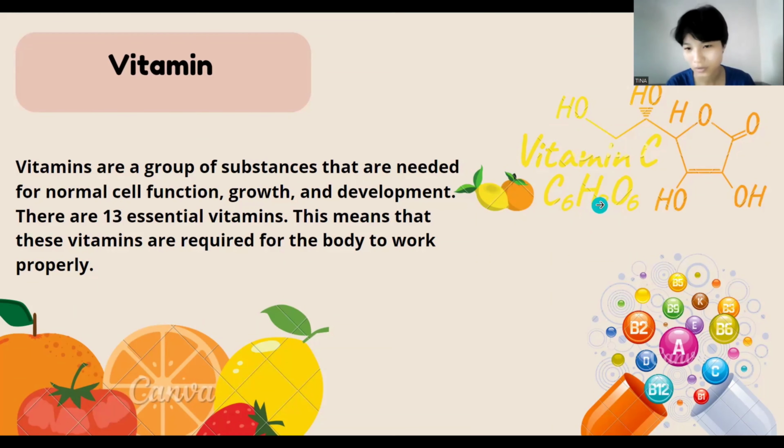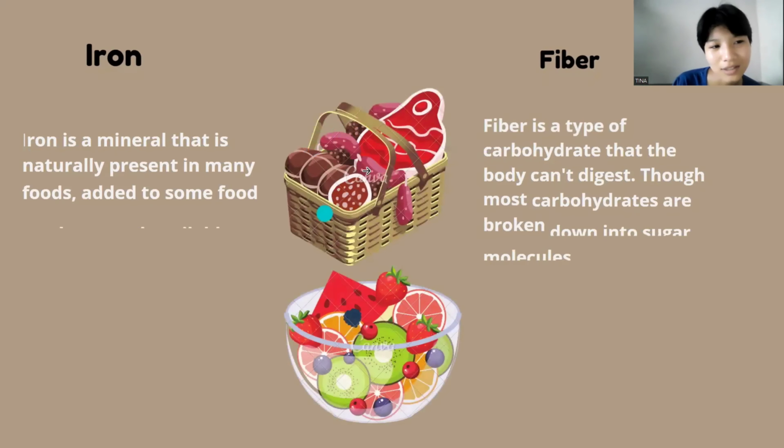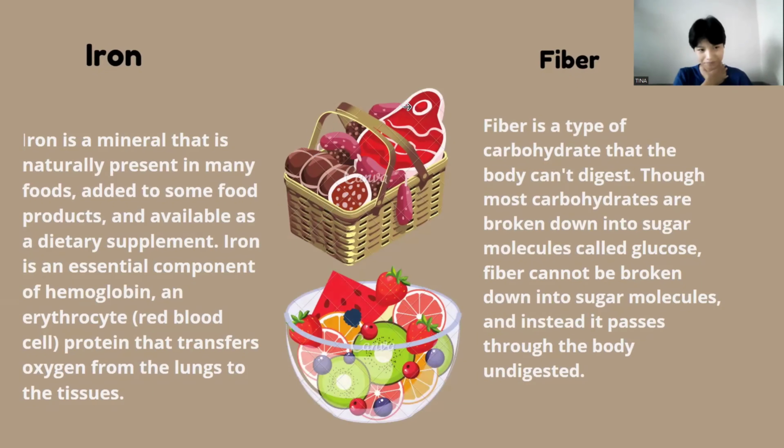For example, vitamin C, we can gain from citrus fruit, especially lemons or sour fruits, and the monomers called CHO, that is carbon 6, hydrogen 8, and oxygen 6. And also vitamin A we can gain from leafy vegetables, and vitamin D we can gain from the sunlight. So most people go out and get sunlight for getting vitamin D. I mean, this is how vitamins work in our body.